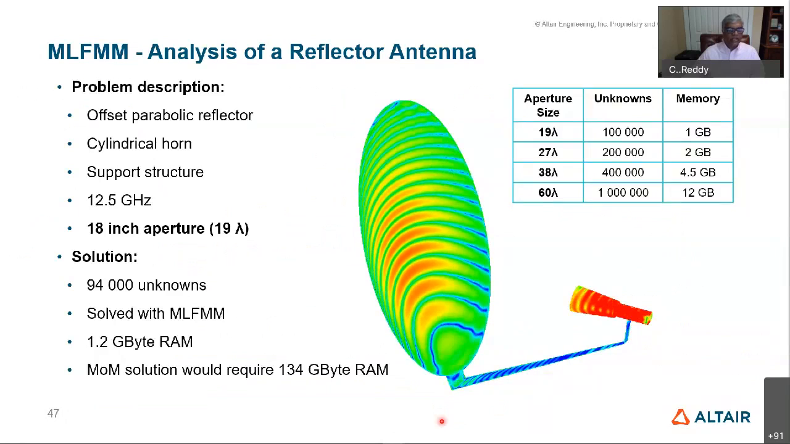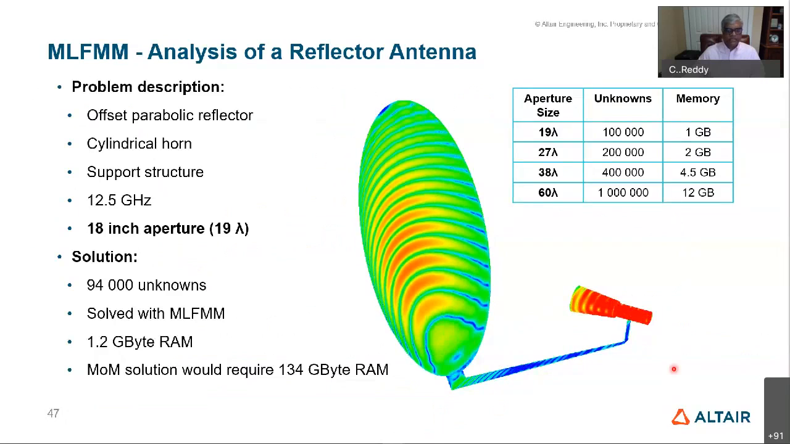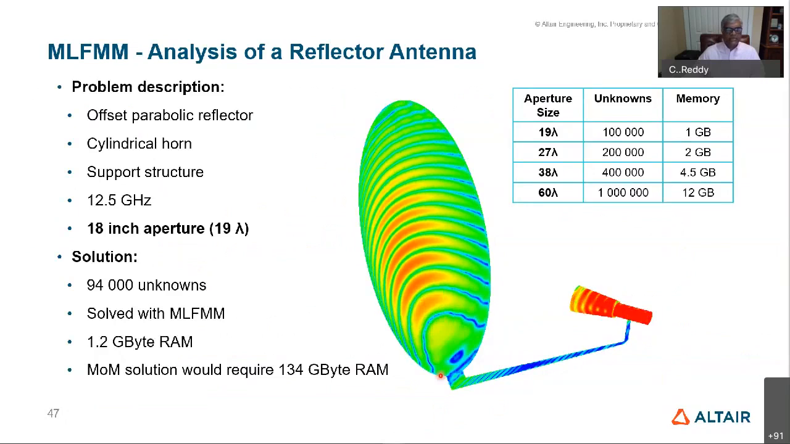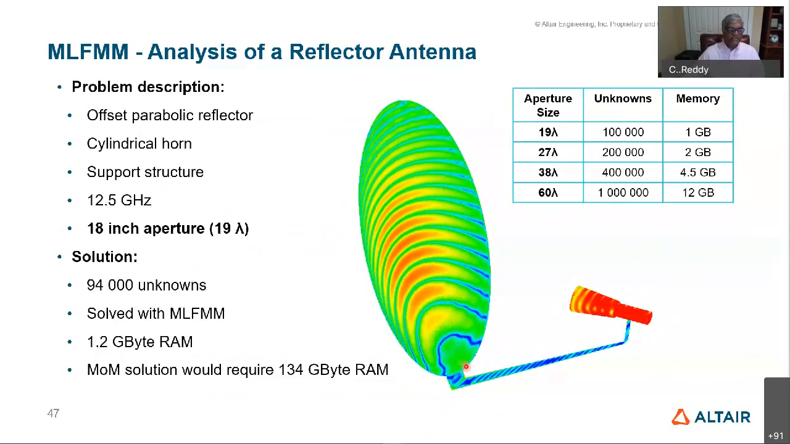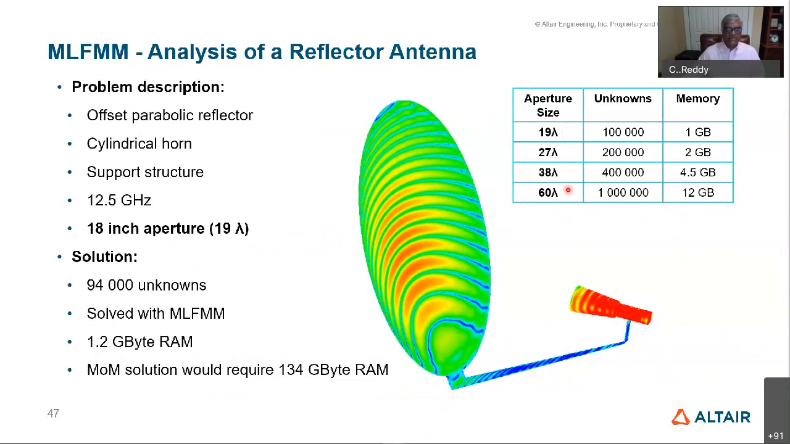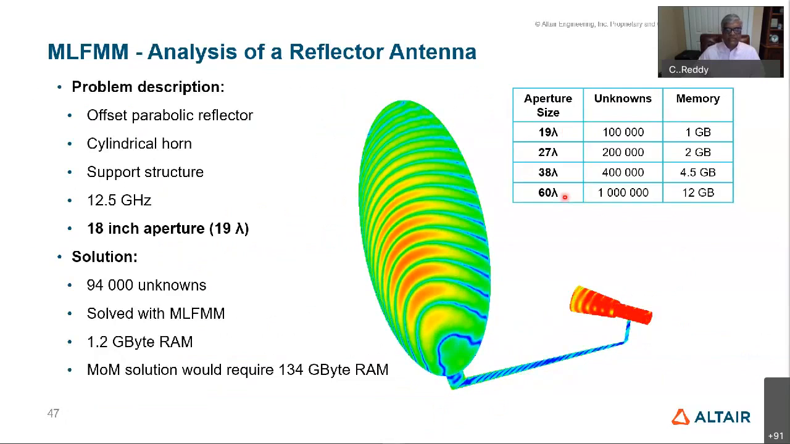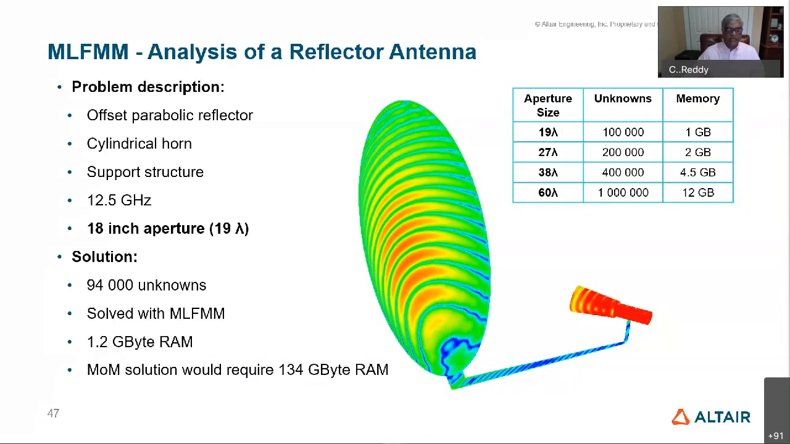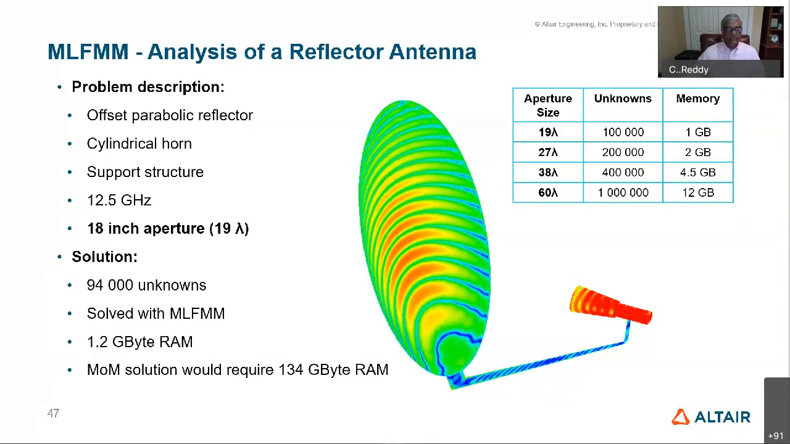So similarly, you can apply MLFMM to reflector antennas, as I'm showing here. Obviously, the aperture size dictates the size of this problem. So you can go from, let's say, 19 wavelengths of aperture size to 60 wavelengths. Still, we're talking about only 12 gigabytes of memory with the MLFMM.